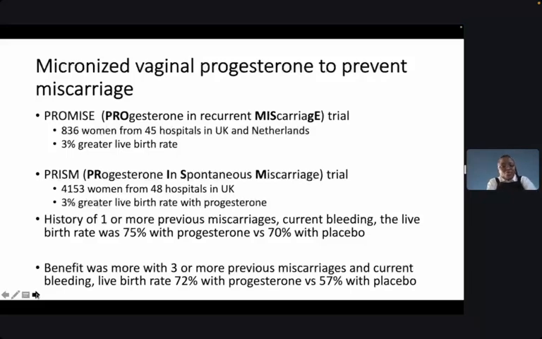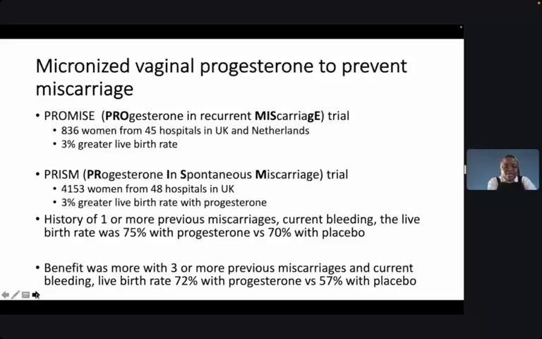The PRISM trial, which is the progesterone in spontaneous miscarriages trial, was also conducted in the UK, in 48 hospitals. They had 4,153 patients. And from their results, there was also the same 3% greater live birth rate with progesterone as compared to placebo.